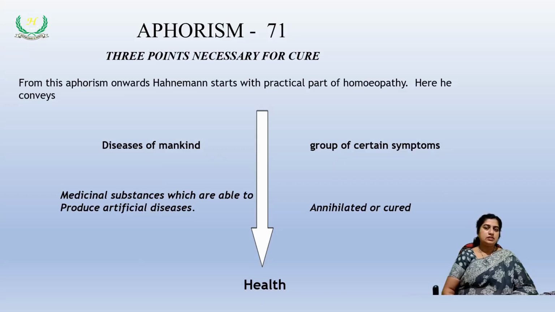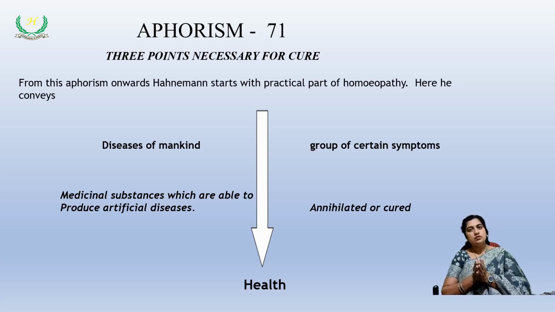Hello everyone. Let us continue with the 71st aphorism. From this aphorism onwards, Hahnemann talks about the practical part of homeopathy. The 71st aphorism talks about 3 points which are necessary for cure. Diseases of mankind contain a group of certain symptoms, and medicines have a capacity to produce artificial diseases. These artificial diseases annihilate or cure the natural disease. When these are eliminated, health is gained back.